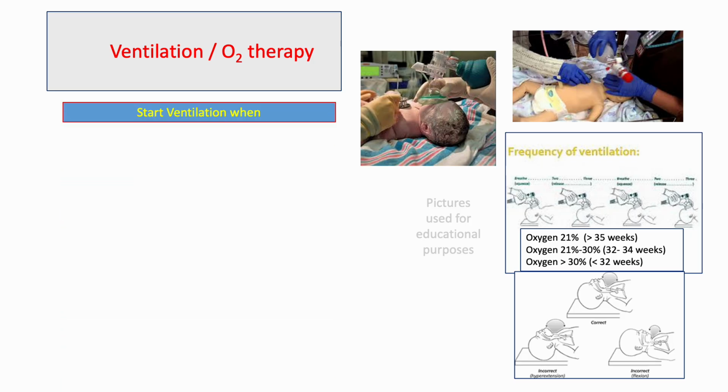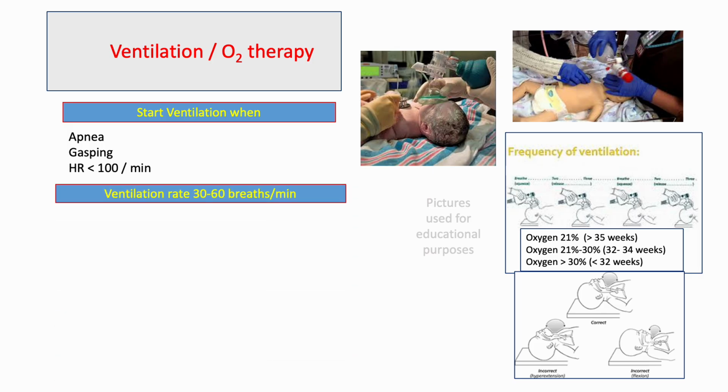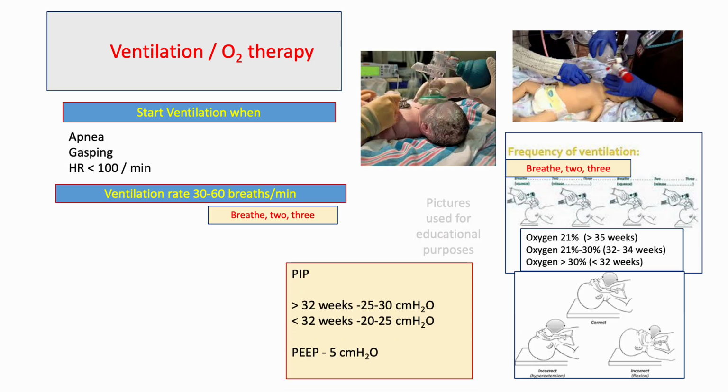So basically, when should we start ventilation? There are three things: if the infant is apneic, gasping, or the heart rate is less than 100, you should initiate ventilation. What is the rate? The rate is 30 to 60. And how can you remember that? Just say breathe 2 3, breathe 2 3. This way, when you are bagging, or using the T-piece resuscitator, you make sure you do the right ventilation rate.